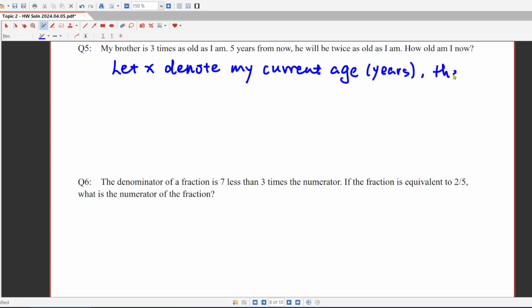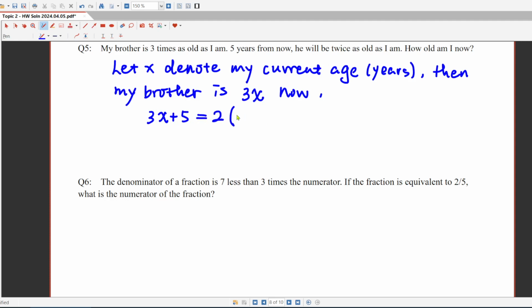Then, according to the given information, we know my brother is 3 times x years old, right? Now we have 3x plus 5 equals twice of x plus 5, because in 5 years you will become x plus 5 years old, and your brother will become 3x plus 5 years old, right? In that case, 3x plus 5 equals twice of x plus 5.